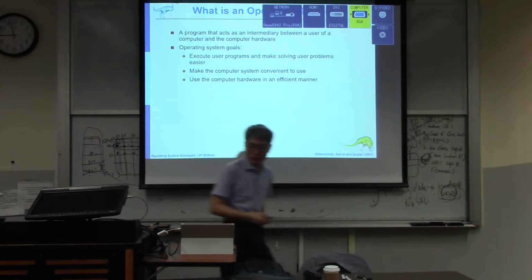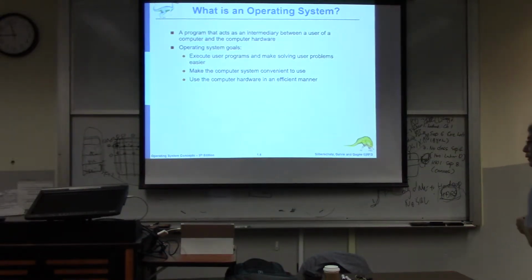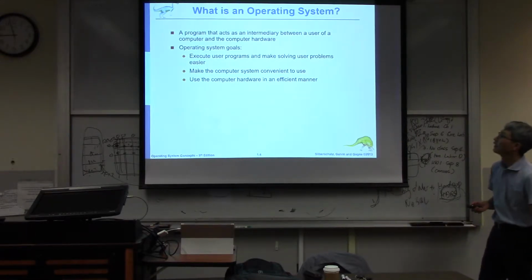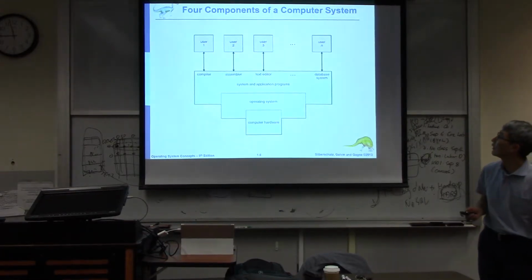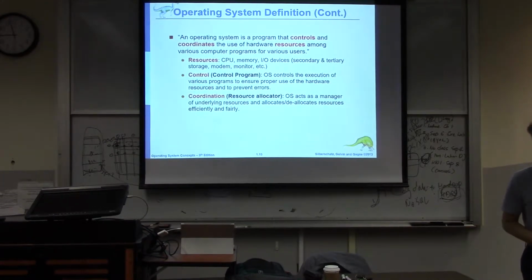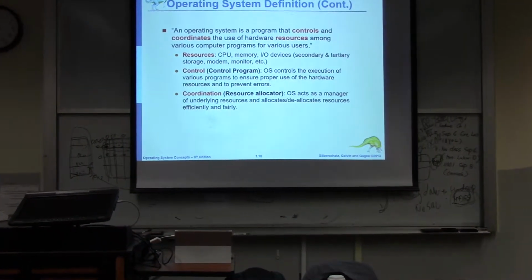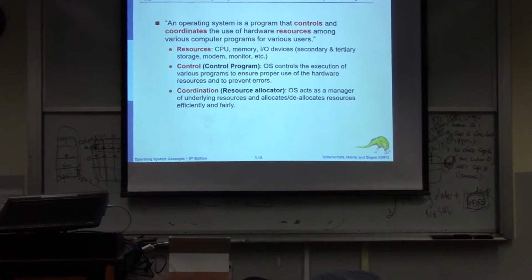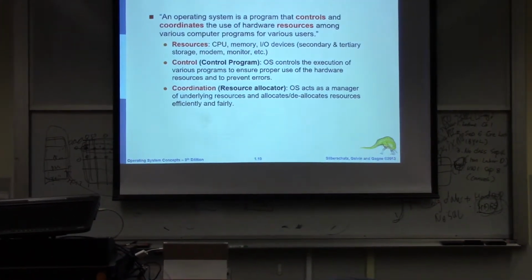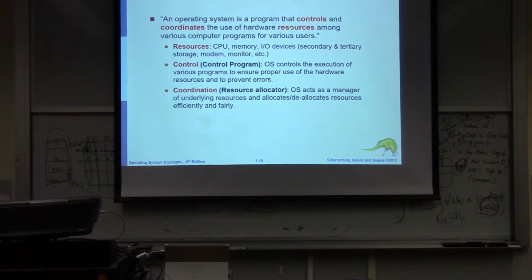So, what is an operating system? Operating system, I like the definition of this one. Operating system is a program. First, it is software, it's a program. But it's different from the application program. Instead, it controls and coordinates the resources.